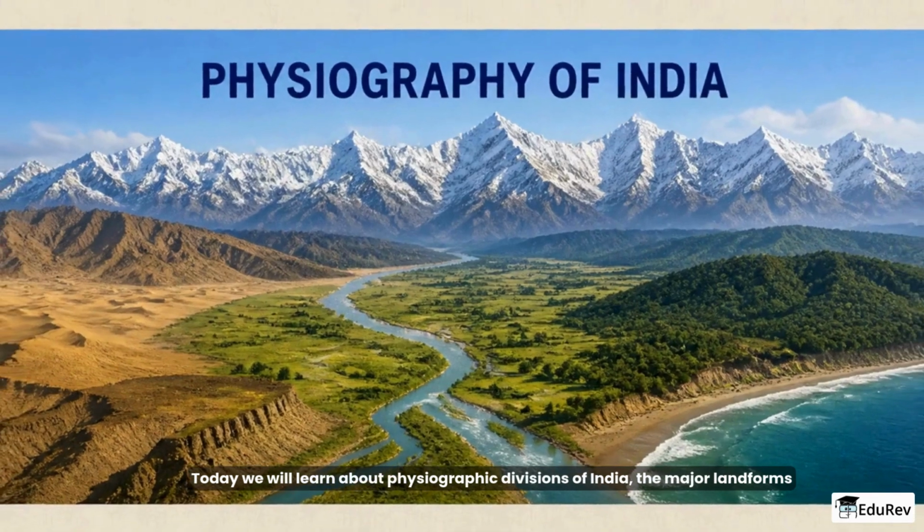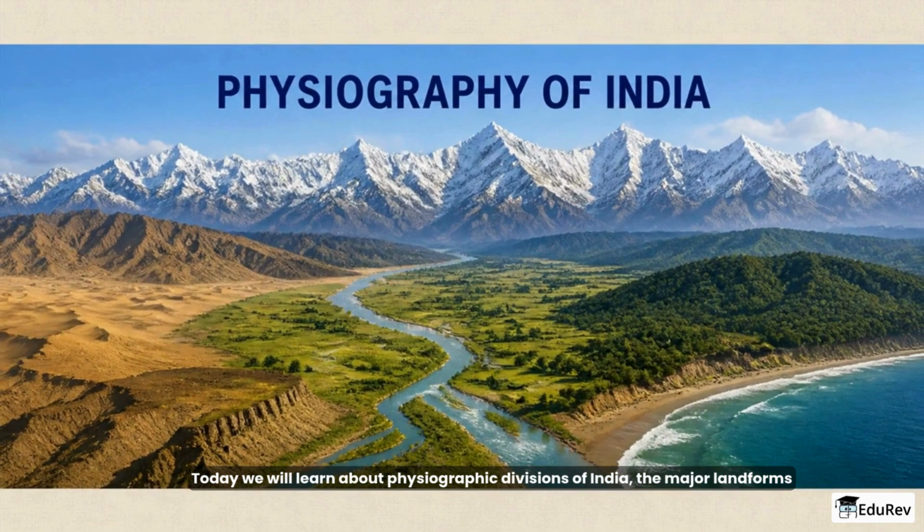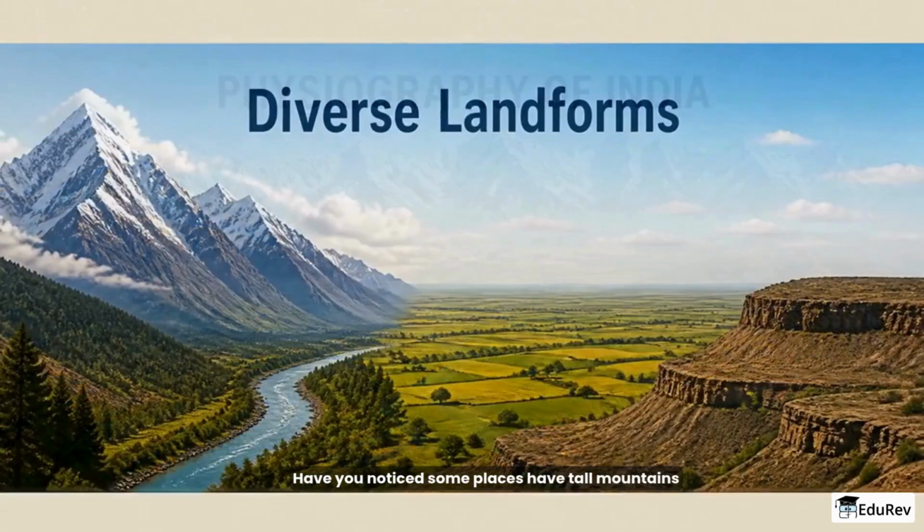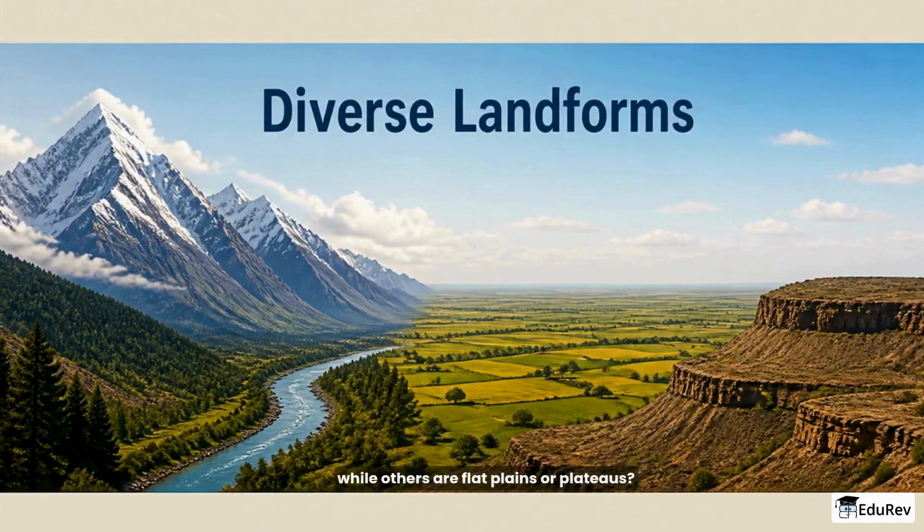Today we will learn about physiographic divisions of India, the major landforms and regions that shape climate, rivers, and life across this vast subcontinent. Have you noticed some places have tall mountains while others are flat plains or plateaus? Let us explore why India looks so different from place to place.